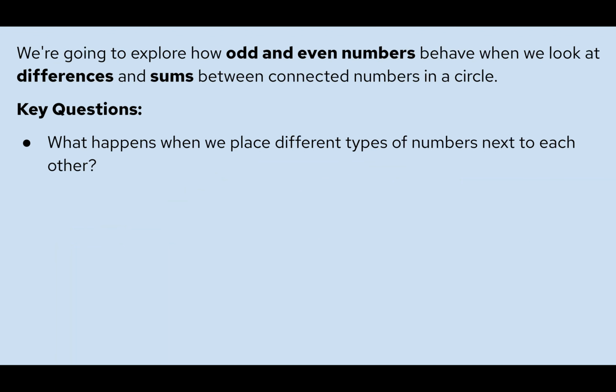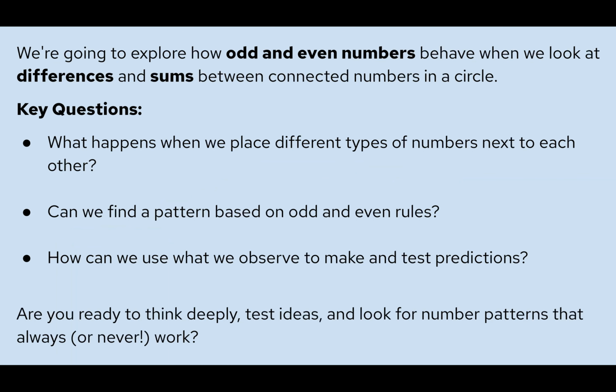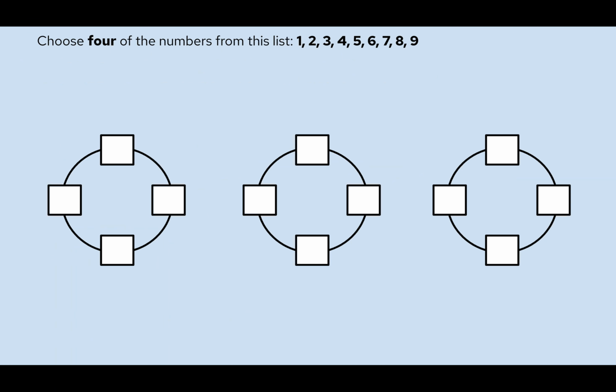What happens when we place different types of numbers next to each other? Can we find a pattern based on odd and even rules? And how can we use what we observe to make and test predictions? So are you ready to think deeply, test ideas, and look for number patterns that always or never work?